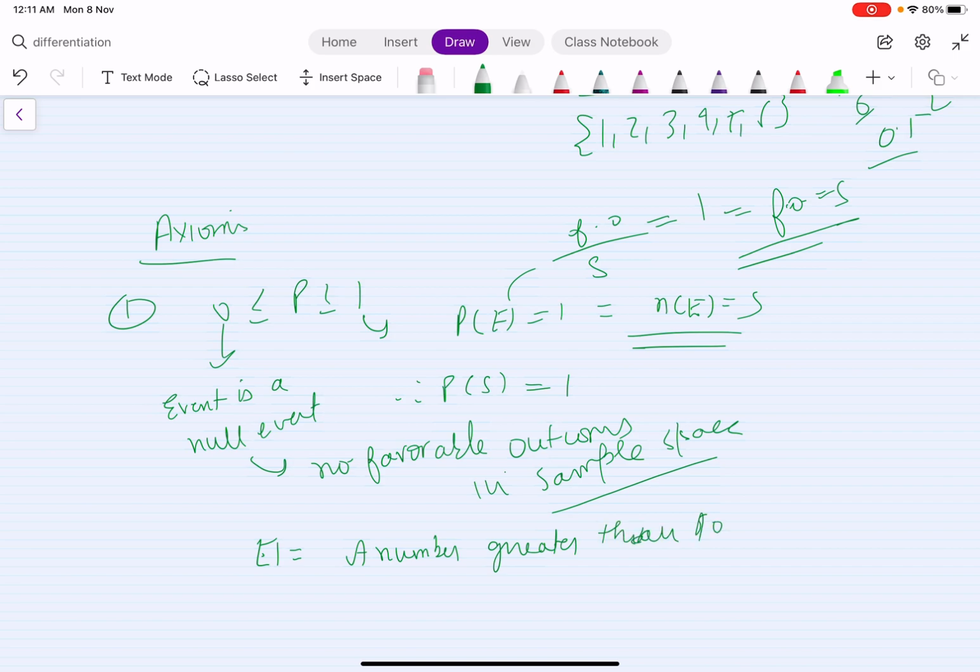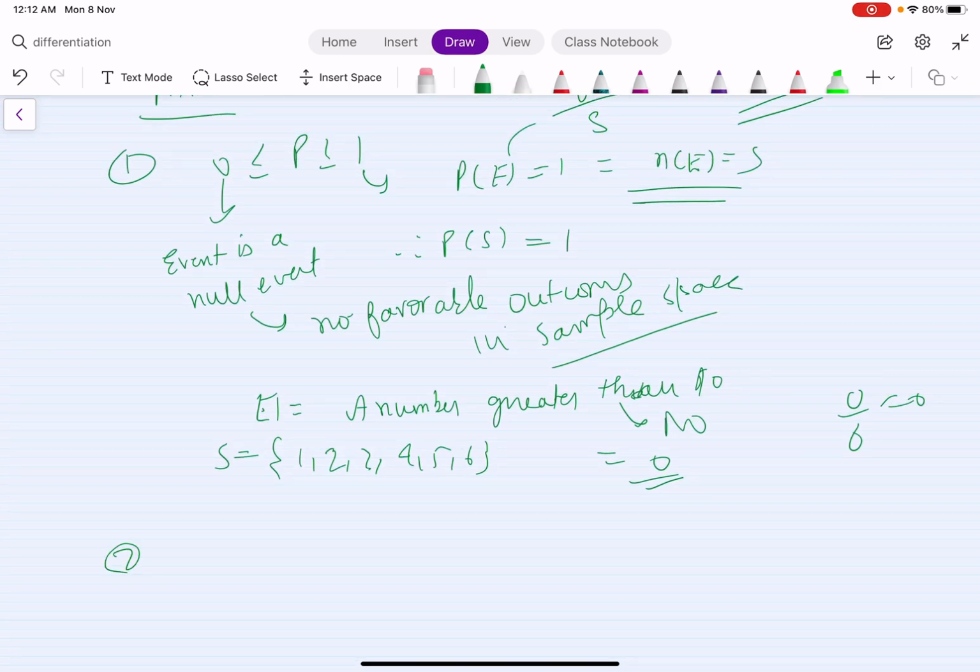This is my event. But my sample space, you already know, has only these outcomes: 1, 2, 3, 4, 5, 6. Is there any number greater than 10? So no, there is no number greater than 10. So this is going to be 0, 0 by 6, which is 0. There is no favorable outcome. So when the event does not exist in the sample space, the probability of that event is 0. When the probability of the sample space is taken, it is 1. All the rest of the events have probability between 0 and 1.